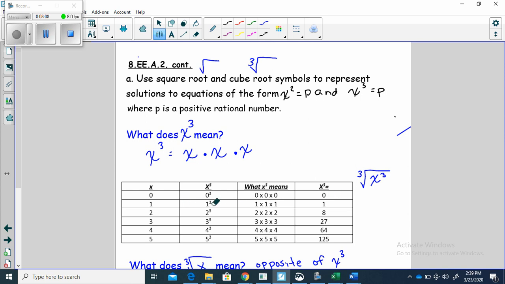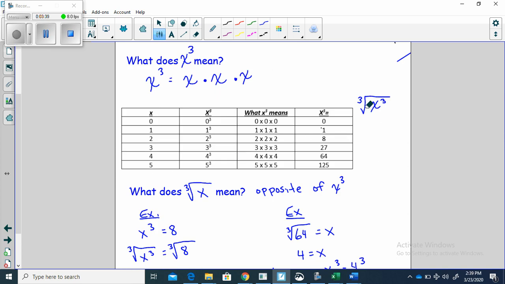How about 1 raised to the 3rd power? That's 1 times 1 times 1. 1 times itself 3 times. That gives me 1. How about 2 raised to the 3rd power? That's 2 times 2 times 2, which is 8. And then 3 raised to the 3rd power is 3 times 3 times 3, which is 27. 4 raised to the 3rd power is 64. 5 raised to the 3rd power would give me 125.